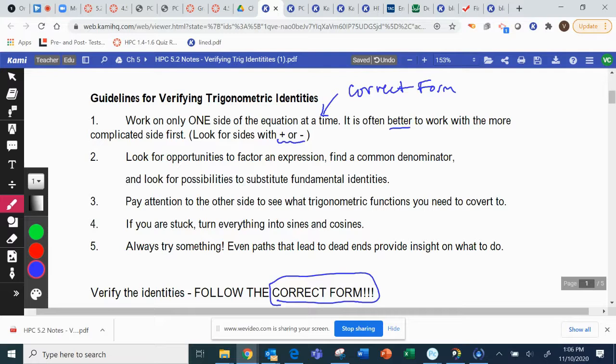Number 2, we're going to look for opportunities where we can factor, where we can maybe find a common denominator, and where we can substitute fundamental identities.